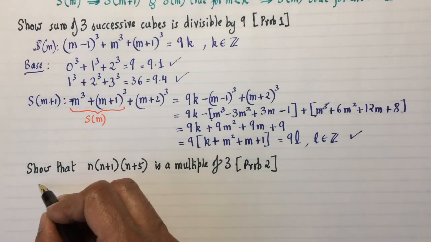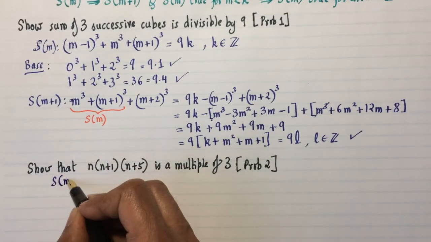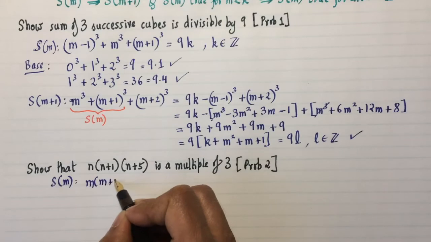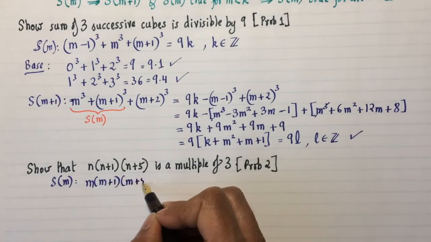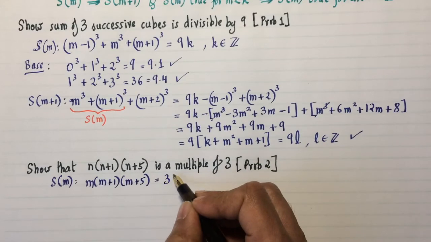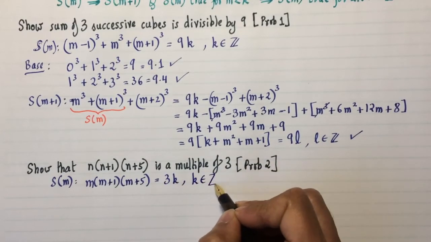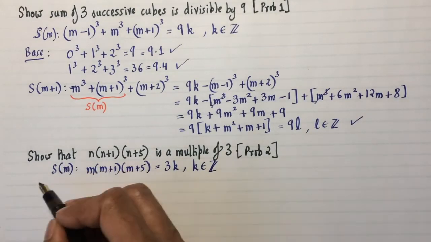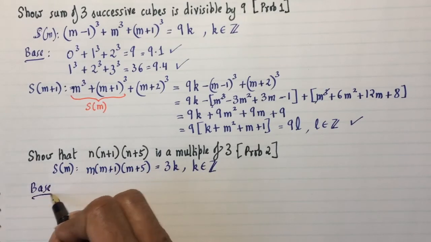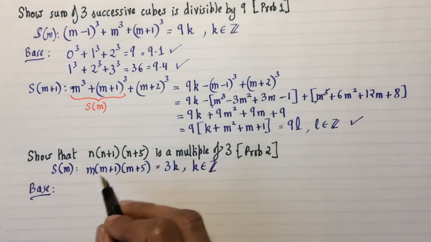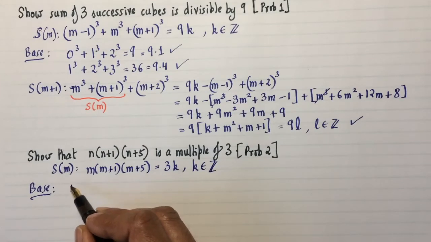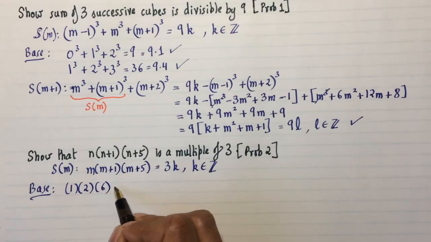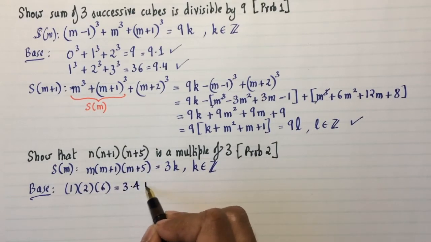So let's try that. First of all, let's define the statement S of m. S of m is that m times m plus 1 times m plus 5 is equal to 3 times k, where k belongs to Z. All right. Let's try the base cases next. Let's try m equals 1. Then I have 1 times 2 times 6. Well, that's 12, and that is 3 times 4, so that works.